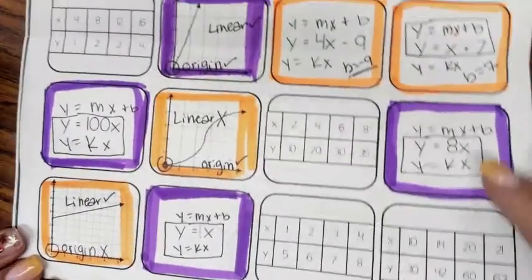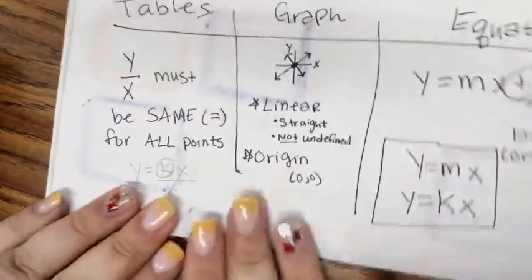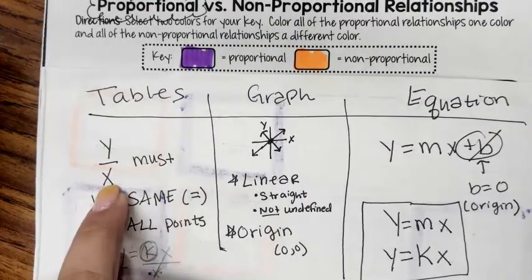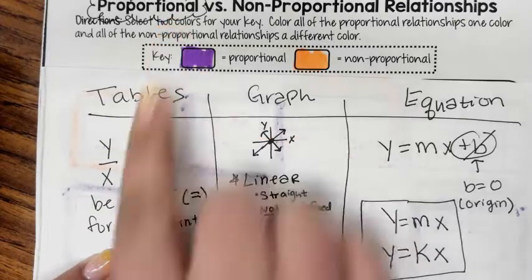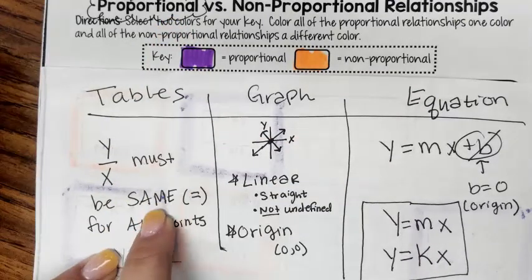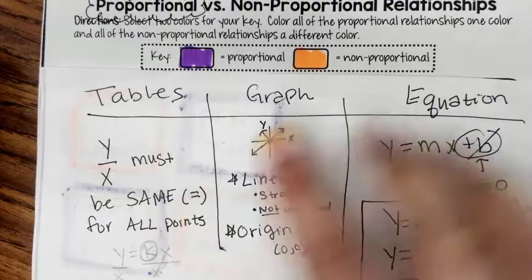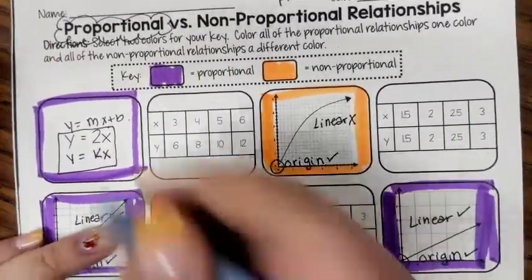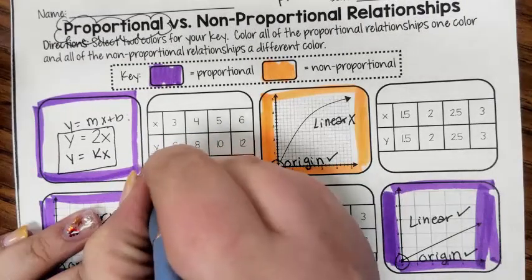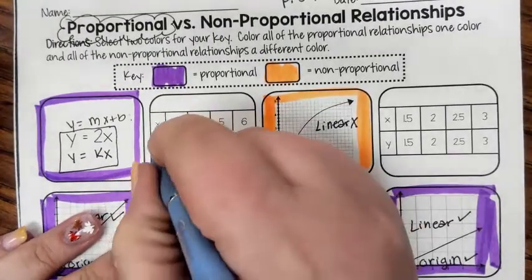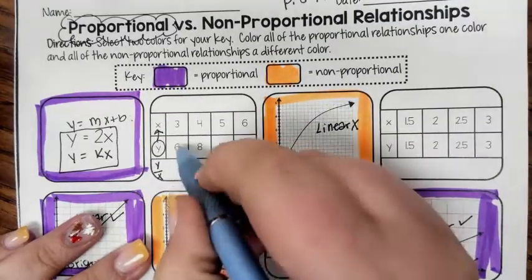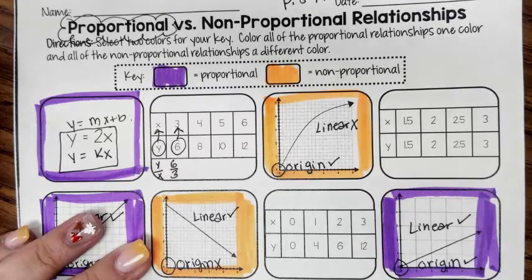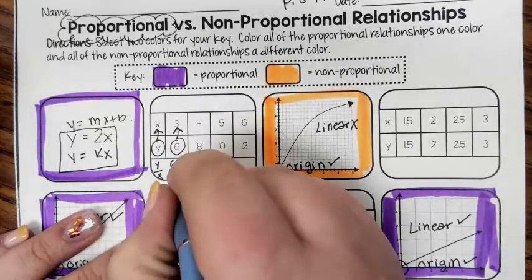Alright, and the last kind of relationships that we're looking at today are from tables. And in a table, we look at the ratio y over x. For this to be proportional, y over x must be the same or equal for all of the points. So let's look at a table. We need to have y divided by x. So we'll have 6 divided by 3. And 6 divided by 3 is 2.